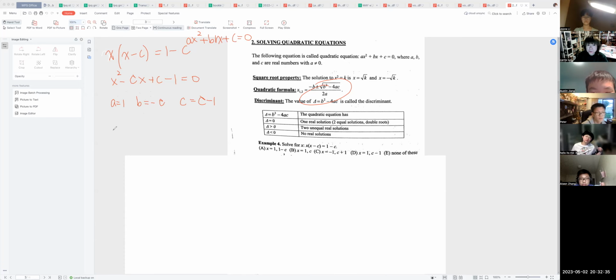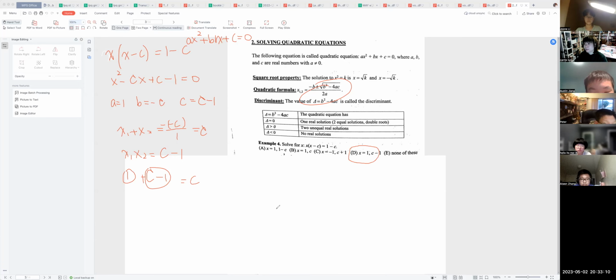There are actually two ways of doing that. With the Vieta theorem, it's actually easier. So x1 plus x2 equals negative b over a, which is c. x1 times x2 equals c minus 1. Two numbers multiply to c minus 1, and add up to c. So one number must be 1 and the other c minus 1, and they add up to exactly c. So the answer is D. Correct? This one is much quicker, I think.